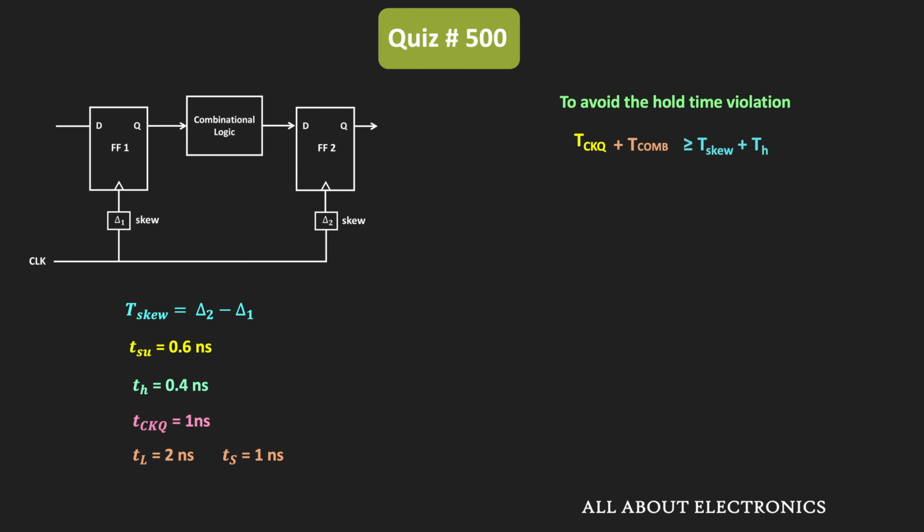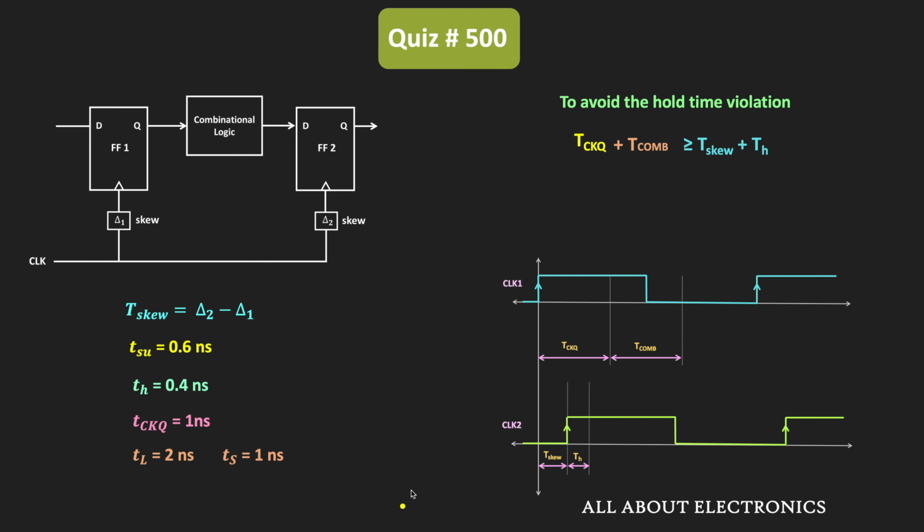So we know that to avoid the hold time violation, this TCKQ plus Tcom, that is the propagation delay of the flip-flop and the combinational logic, should be greater than or equal to T skew plus TH. Basically, whatever is the input to the second flip-flop, it should not change up to the hold time of the second flip-flop after the clock edge.